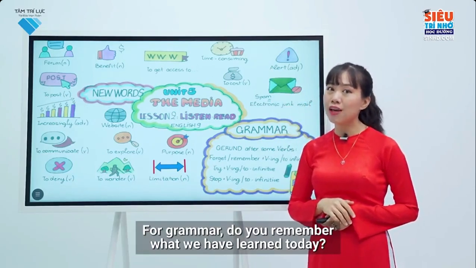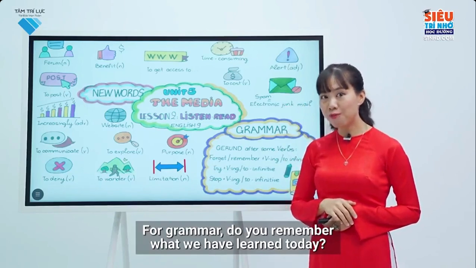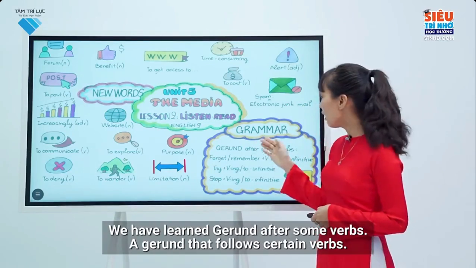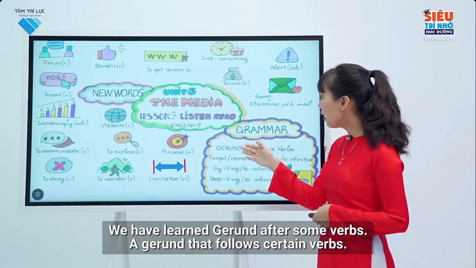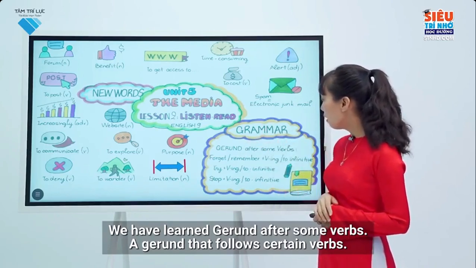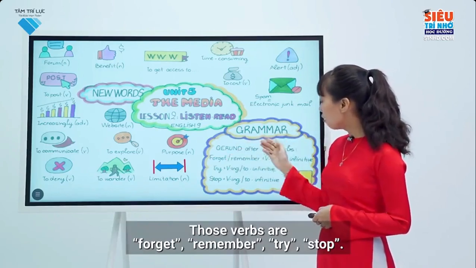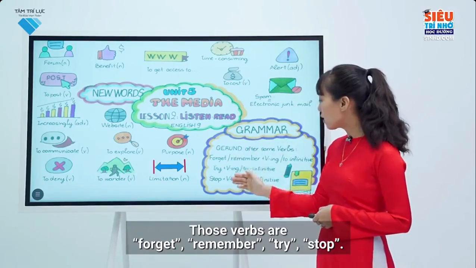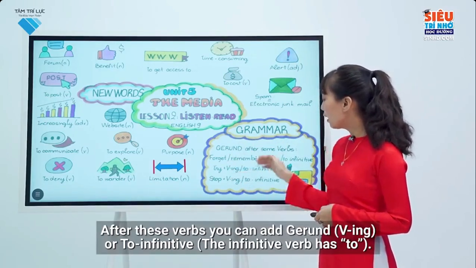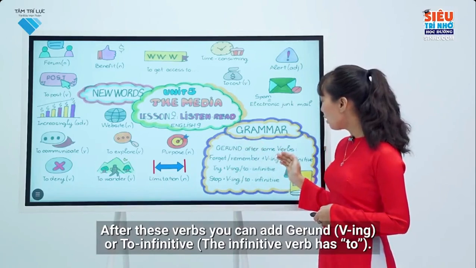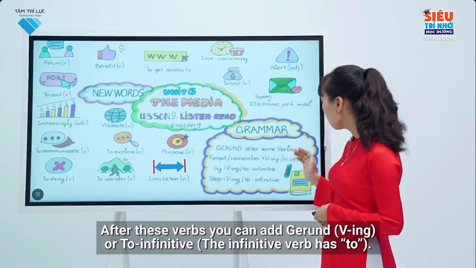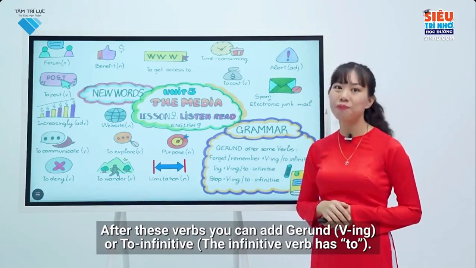For grammar, do you remember what we have learned today? We have learned gerund after some verbs, a gerund that follows certain verbs. Those verbs are forget, remember, try, stop. After these verbs, you can add gerund, verb-ing, or to-infinitive. The infinitive verb has to.